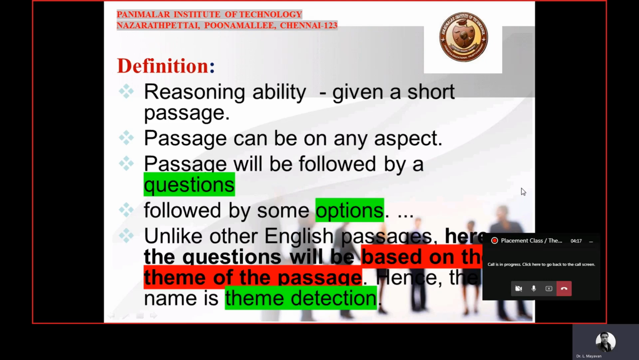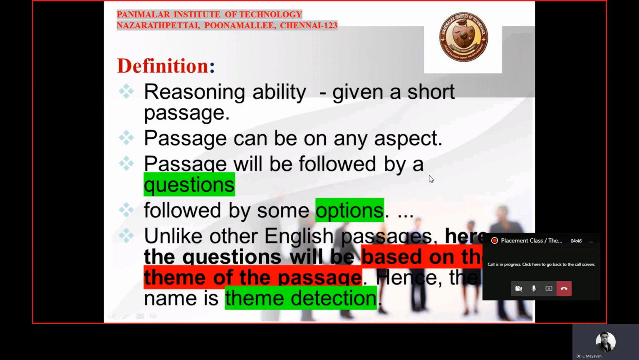Before moving on to the session, all the learners of English as well as the students of technical education, the graduates who are appearing for any competitive examinations should understand the importance of this topic, theme deduction, deducting a theme out of a passage. What is a theme deduction?